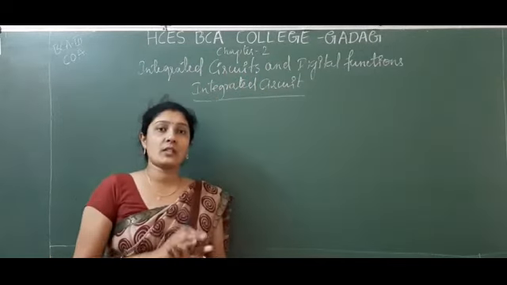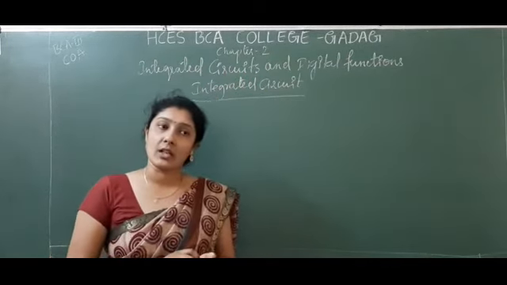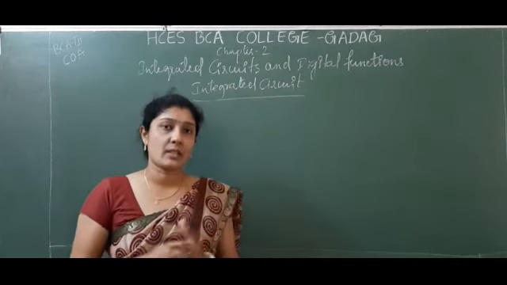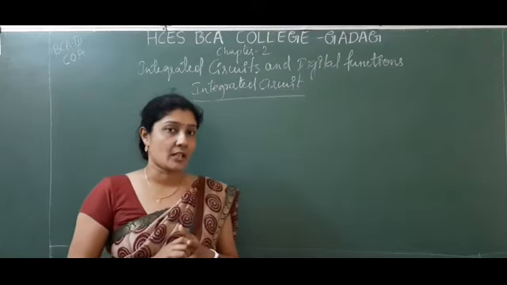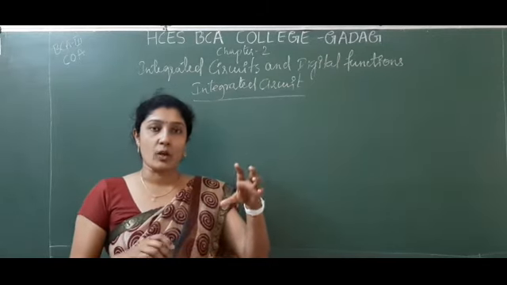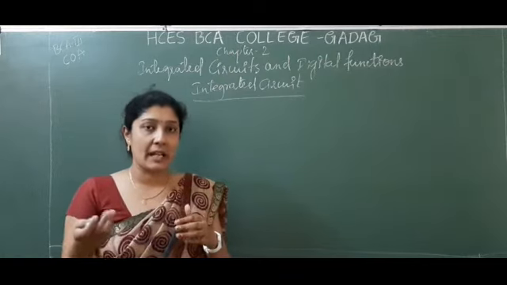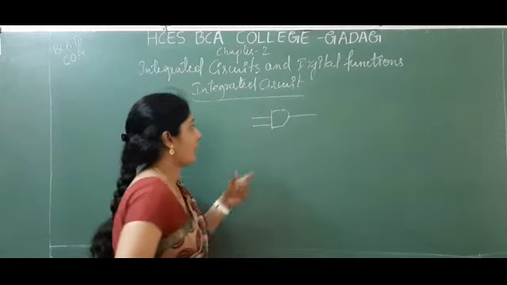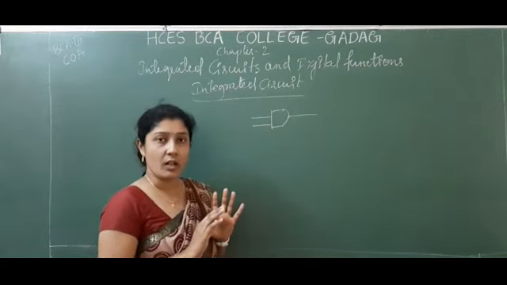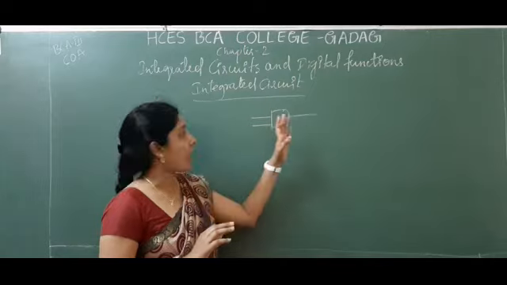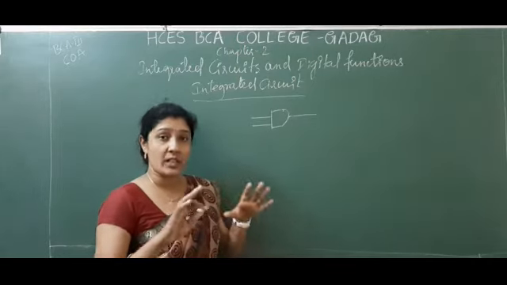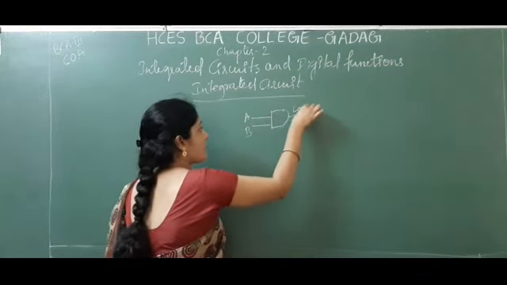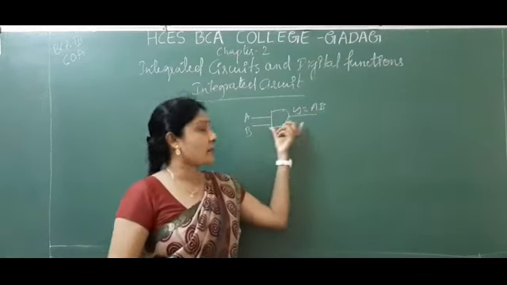In the first chapter we studied what is a logic gate and how many logic gates there are: AND, OR, NOT, everything we studied. See, if you observe the logic symbol, take for example the AND gate. What is there in this logic symbol? We have two inputs and one output, and there is one output expression for that. For example, A, B, and what is the output expression for the AND gate?